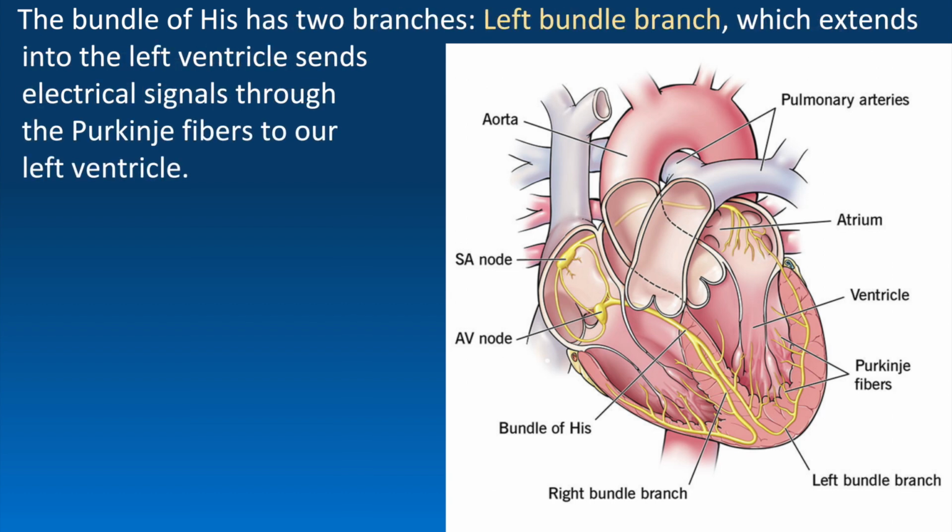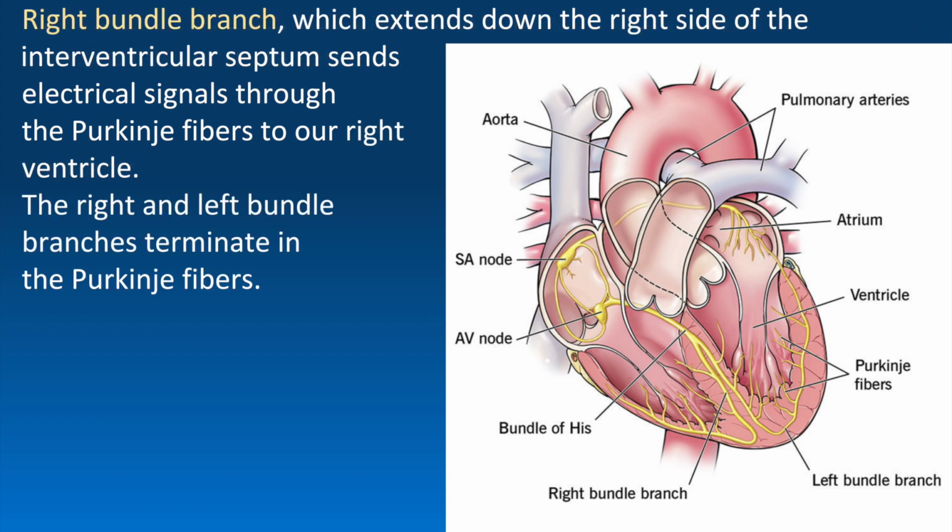The left bundle branch, which extends into the left ventricle, sends the signal through the Purkinje fibers to our left ventricle. The right bundle branch, which extends down the right side of the interventricular septum, sends electrical signals through the Purkinje fibers to our right ventricle. The right and left bundle branches terminate into the Purkinje fibers.